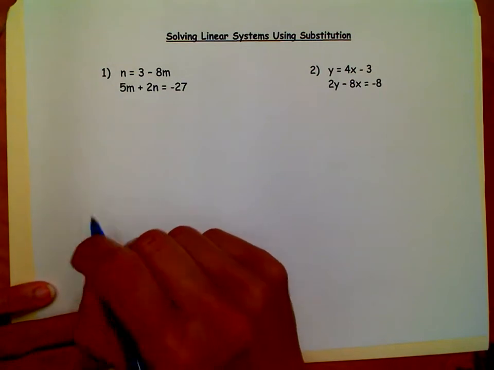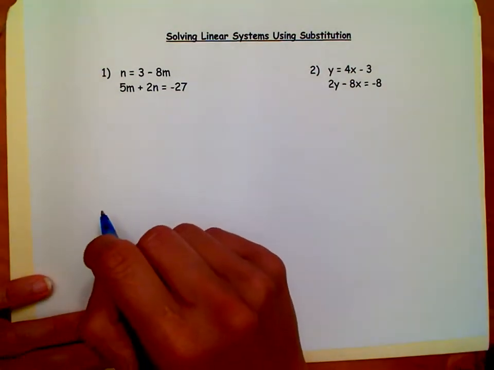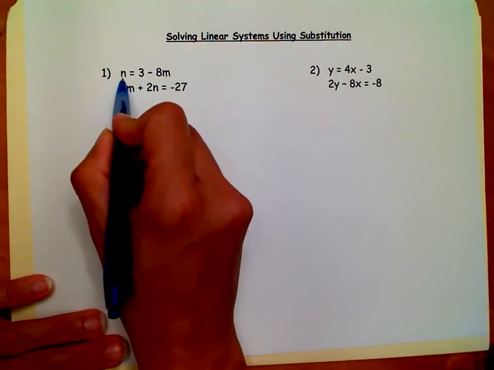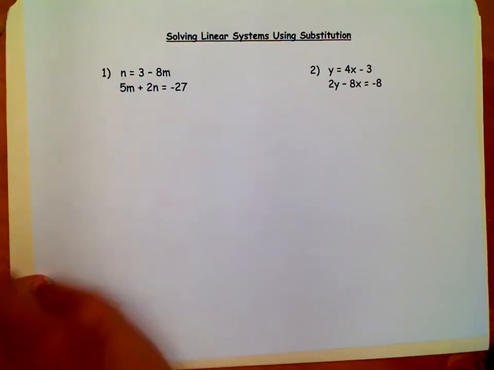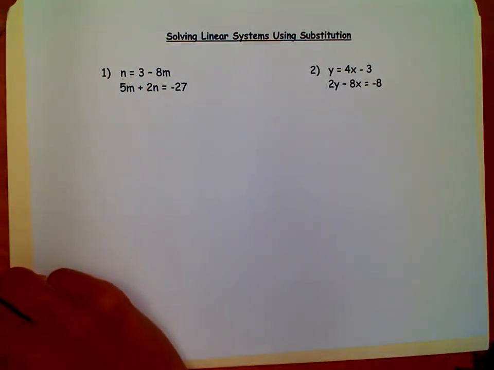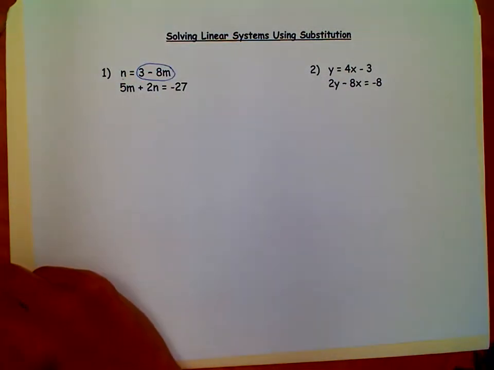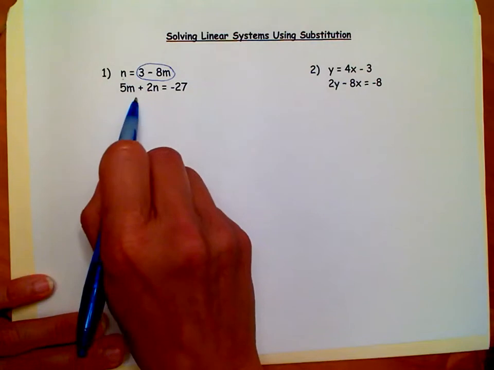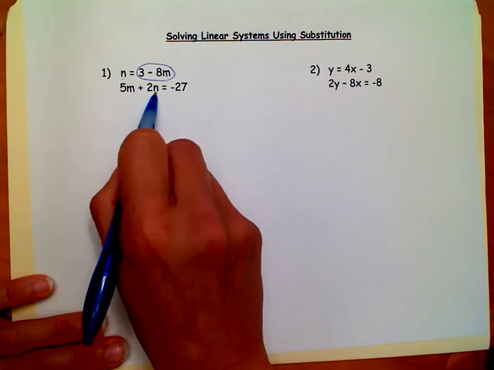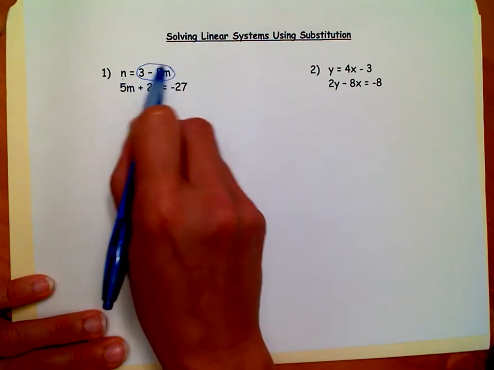Okay, we're going to use substitution. The time that you want to use substitution is when one of the variables is all alone. If you have to use substitution and a variable isn't alone, then you just get it alone. So what we notice here is that n is all alone and n equals 3 minus 8m. What that means is in this equation, anytime I see n, I can make the substitution of what n is equal to. So I could take the n out and put what it equals.